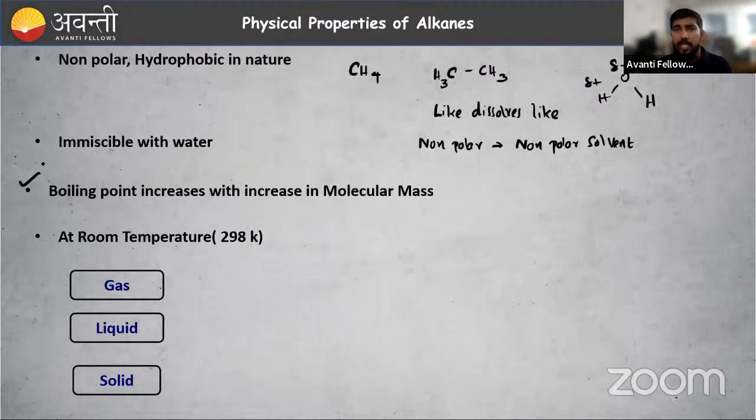Then at room temperature, these alkanes, the lower members, meaning C1 to C4, that is our methane.